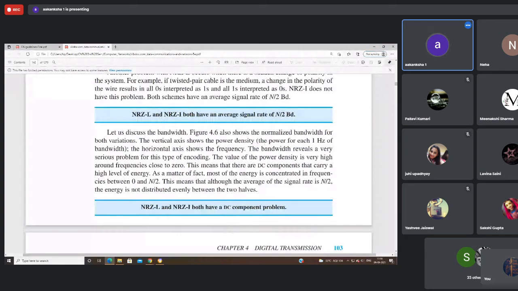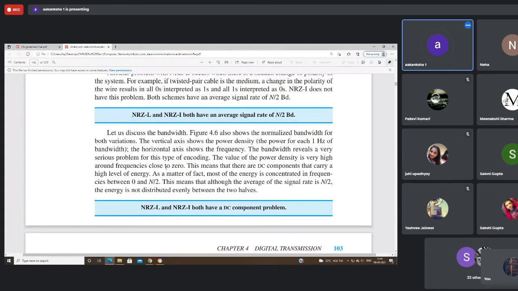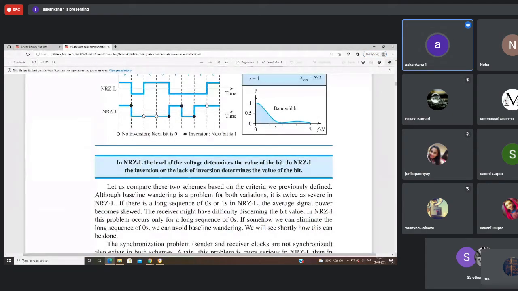It also shows the normalized bandwidth. The vertical axis shows the power density, the power for each 1 hertz of bandwidth. The horizontal axis shows the frequency. The bandwidth reveals a very serious problem for this encoding. The value of the power density is very high around frequencies close to 0. So nearly 0 frequencies have the highest power, and for higher frequencies, towards 1 and 2 and beyond, it has low bandwidth.